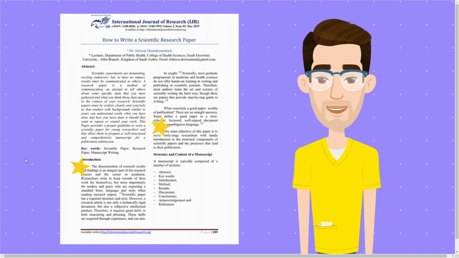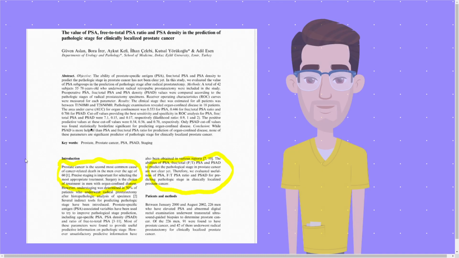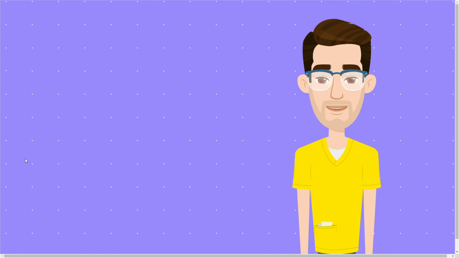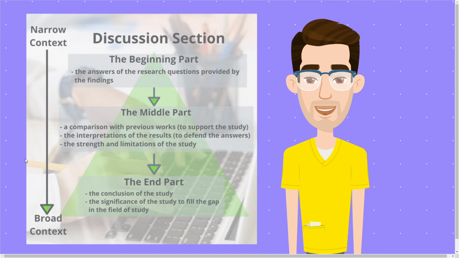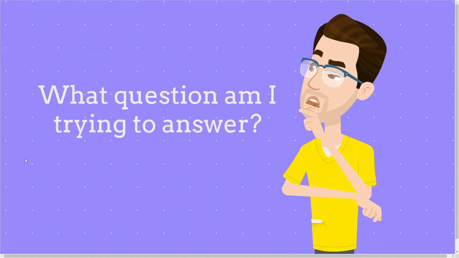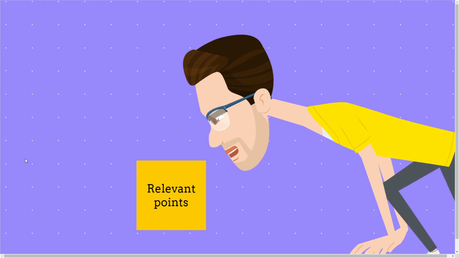Note key paragraphs. Some paragraphs house critical information. In the introduction, the first paragraph describes the problem, and the third outlines the study's aim and endpoint. In the results section, data is presented by importance. The first and last paragraphs of the discussion summarize the study's rationale, findings, strengths, and weaknesses. Before you start reading, ask yourself, what question am I trying to answer? This helps you focus on the relevant points.